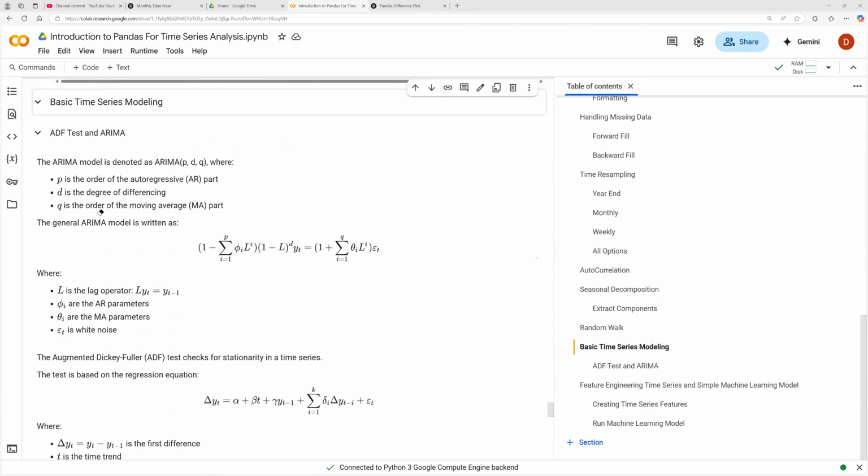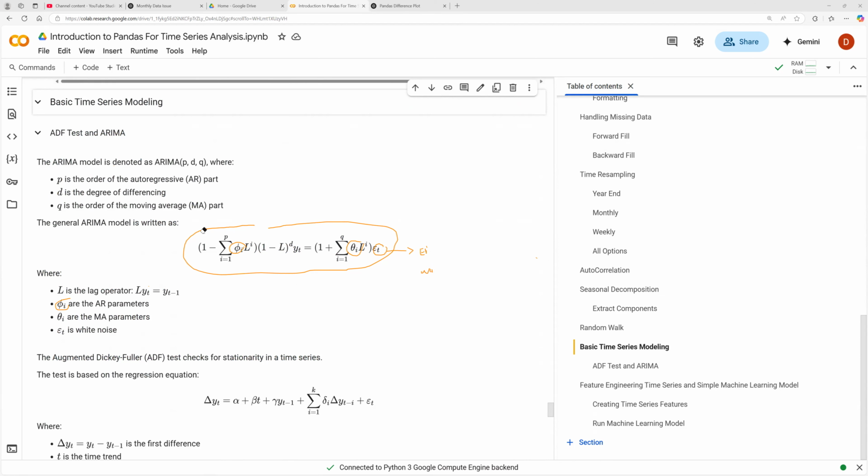So it's written in this way. These are something called backshift operators. These are the autoregressive components, and this is the moving average. And E is the white noise. This is always the error, or they're going to call it white noise.